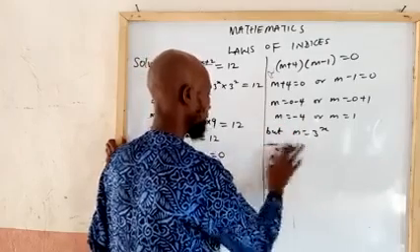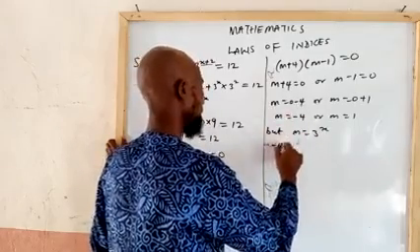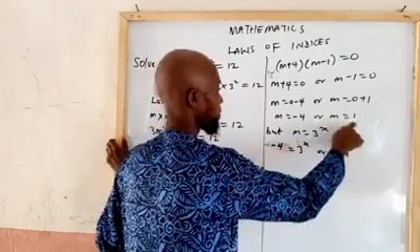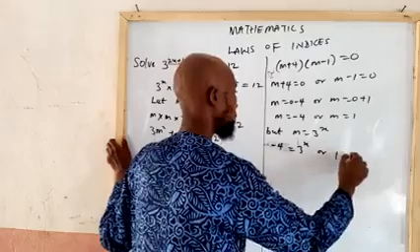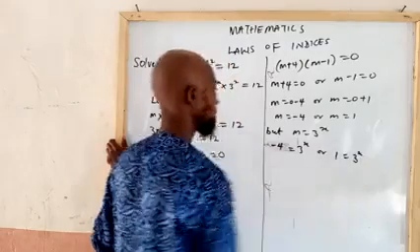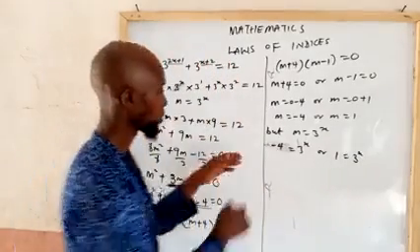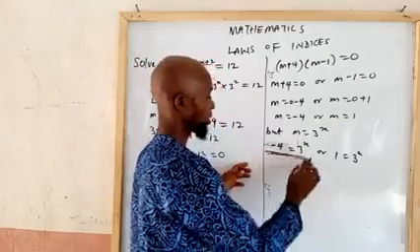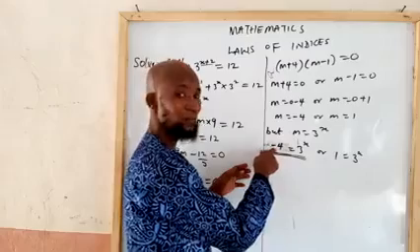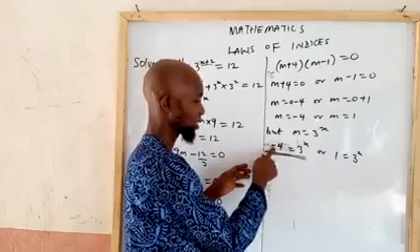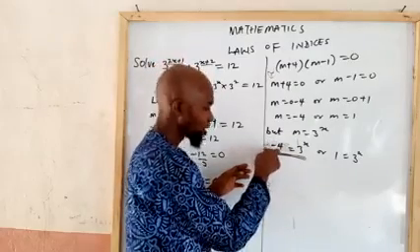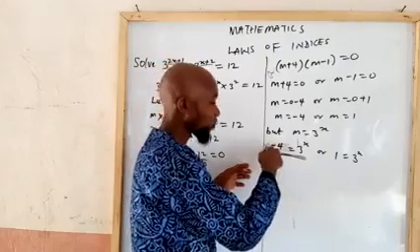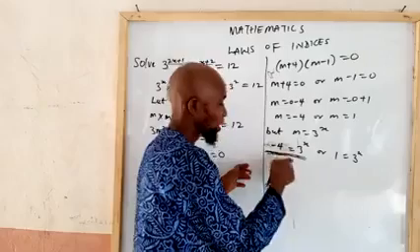Okay, let me put it this way. The value of m here is equal to 3 raised to the power x, or the value of m here is equal to 3 raised to the power x. So there is no further solution here, all because this is a negative number. Is it possible to express a negative form in index form? Since it is not possible to express this form in index form, there is no further solution with this one.